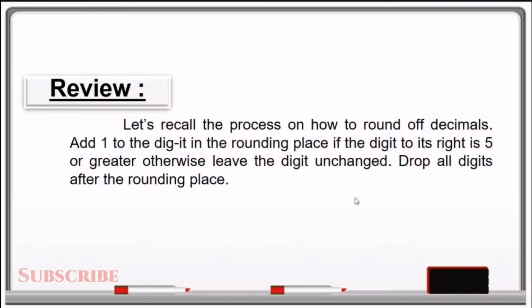A short review. Now let's recall the process on how to round off decimals. Add 1 to the digit in the rounding place if the digit to its right is 5 or greater. Otherwise, leave the digit unchanged. Drop all digits after the rounding place.